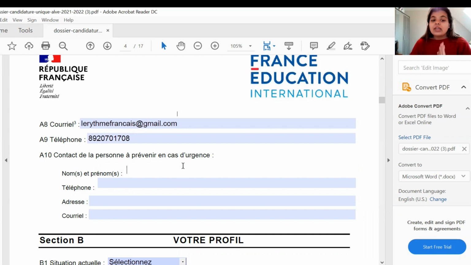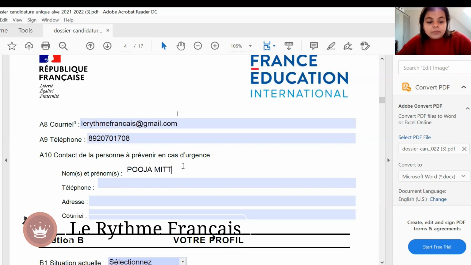So in case of any emergency, which person you want the embassy to contact, that is very, very, very important. If it's your mother, you write your mother. If it's your father, you write your father. If it's your brother or sister, any cousin, you mention them. So I wrote the name of my mother.